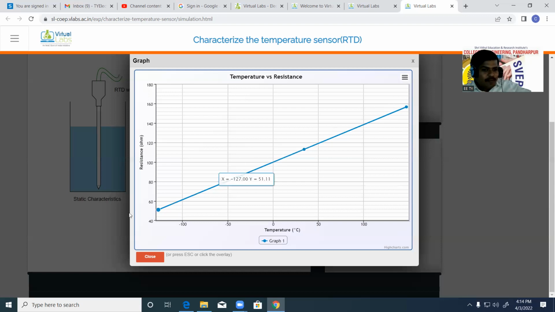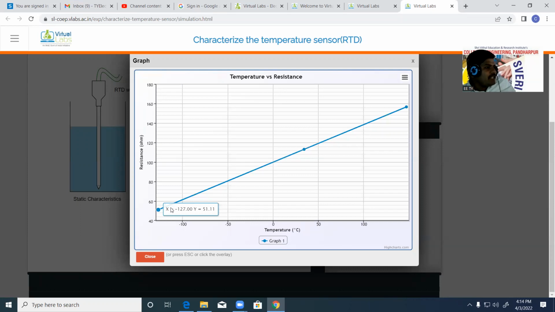At a temperature 147, near about resistance is nothing but 156. Okay, if we plot this graph, then this graph is linear, right? This is the static characteristics that characterize the temperature sensor having a linear characteristics. Platinum material having a linear characteristics, and it is more stable and it gives a linear response.